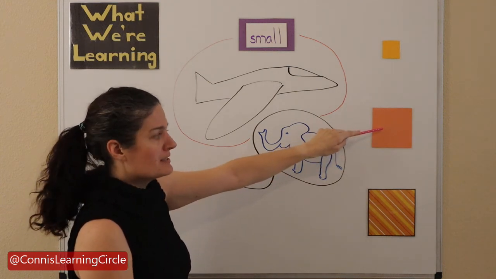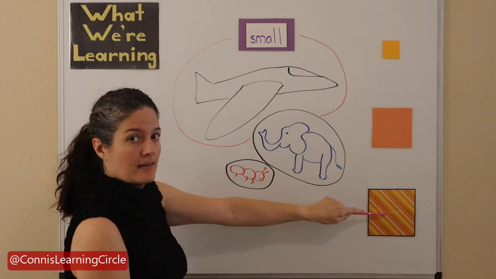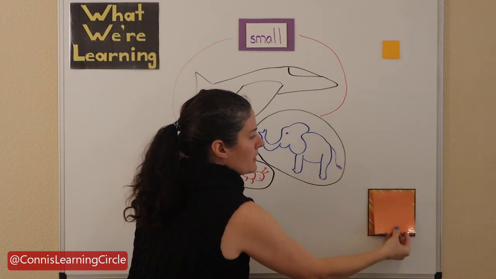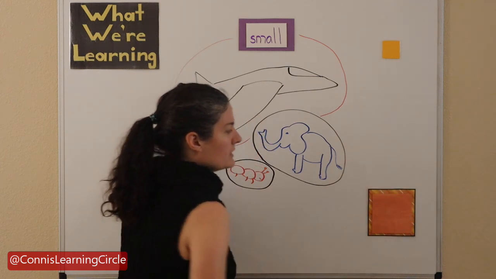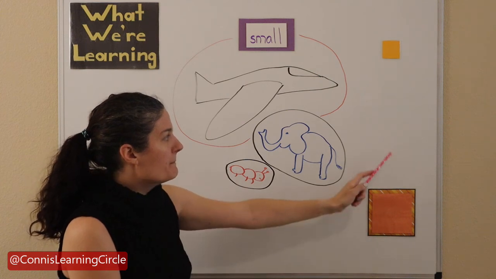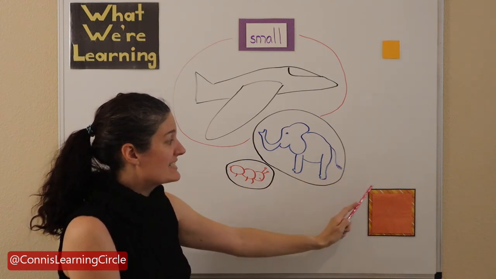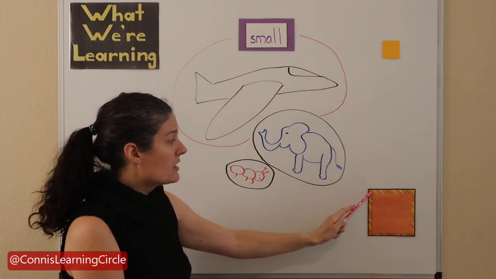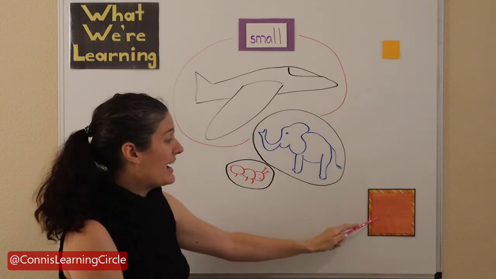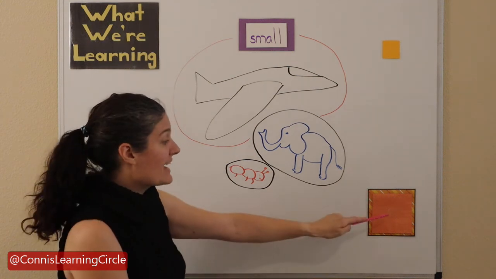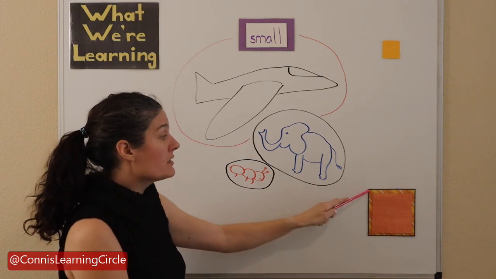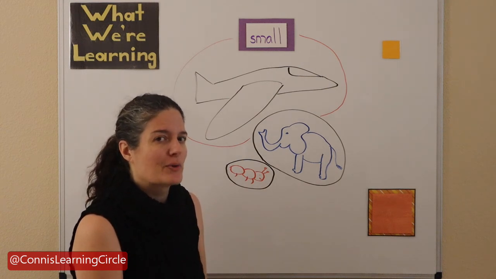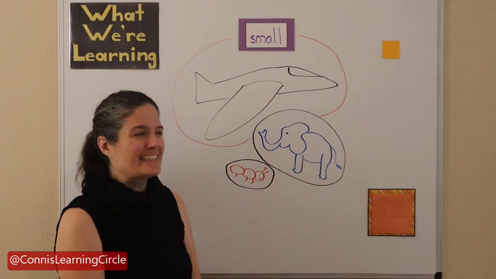Is this one smaller than this one? Well, let's look and see if it takes up less space. Watch. Look at that. Our middle square can fit inside of our big bottom square. And we can still see our big bottom square behind it. That means that this square is smaller than our big square. But is it the smallest square that we have on our board? No, it's not, is it?